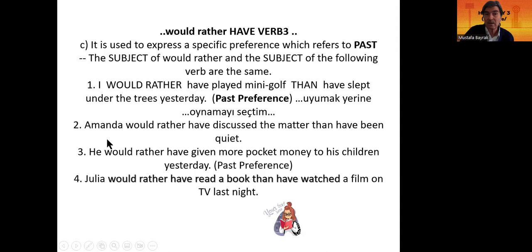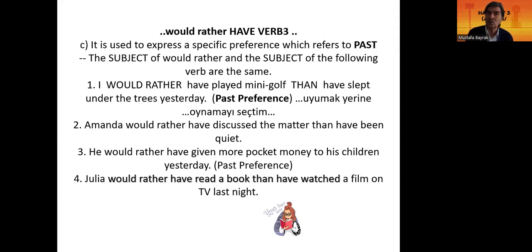Okay. Amanda would rather have discussed the matter than have been quiet. So what was Amanda's choice? Amanda's choice was this one: Amanda would rather have discussed the matter. Amanda would rather have discussed the matter than have been quiet.